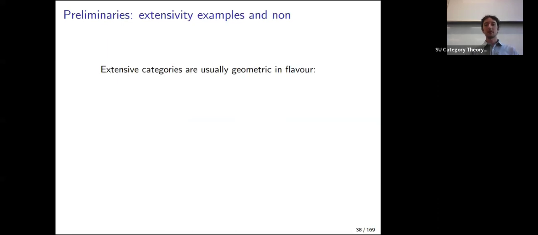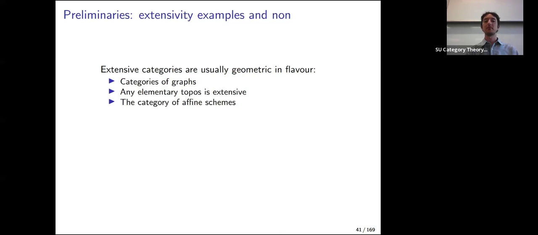We have some other examples of extensive categories. Extensive categories are usually geometric in flavor, and categories that are usually geometric in flavor also tend to be extensive. So the list of extensive categories is quite extensive. Some examples: we have categories of graphs, like simple graphs or directed graphs, etc. And then any elementary topos, I believe, is extensive. The category of affine schemes is extensive, so maybe that's a surprising one if you haven't seen it before. And then the category of topological spaces is also extensive.